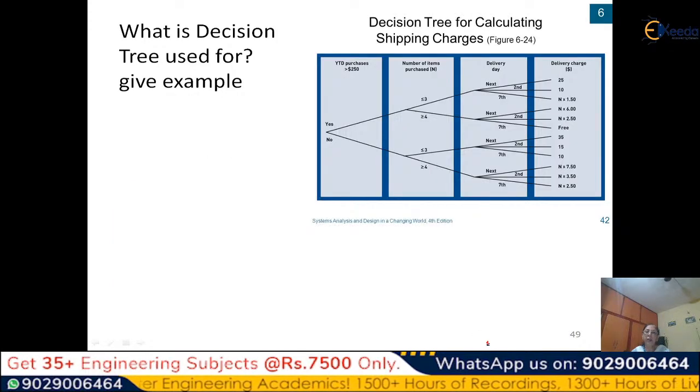Now the decision tree, this is a slightly different way of denoting similar kinds of things.